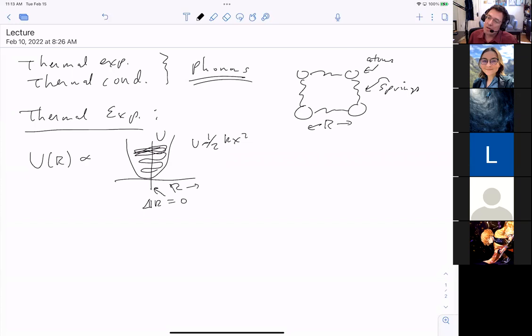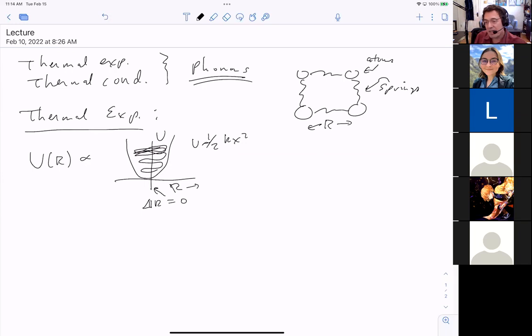Does it make sense? The well is parabolic. As I go back and forth, the average position is zero. And so as I get the material hotter and hotter, the atoms go back and forth more and more, but the average is still zero. So what is the change in average separation of atoms as I get hotter? Tell me. Does it not change if it's still zero? That's right. It's zero.